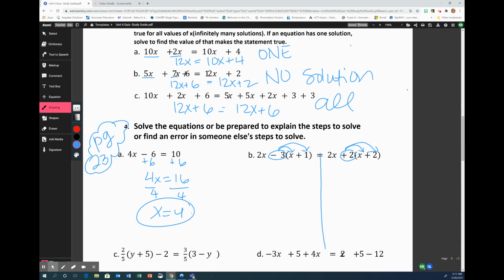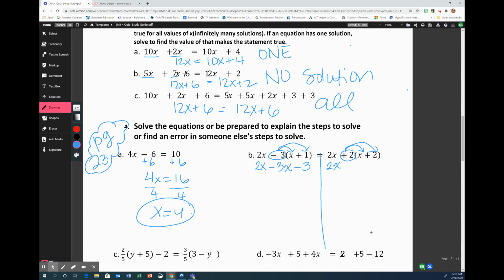For B, I'm going to start by distributing on both sides. So I'm going to go ahead and distribute the -3, and I'm going to double check my work as I go. I'm going to leave the 2x alone. I get -3x minus 3. Super important you remember -3 times 1 is -3. So -3 times x is -3x, -3 times 1 is -3.